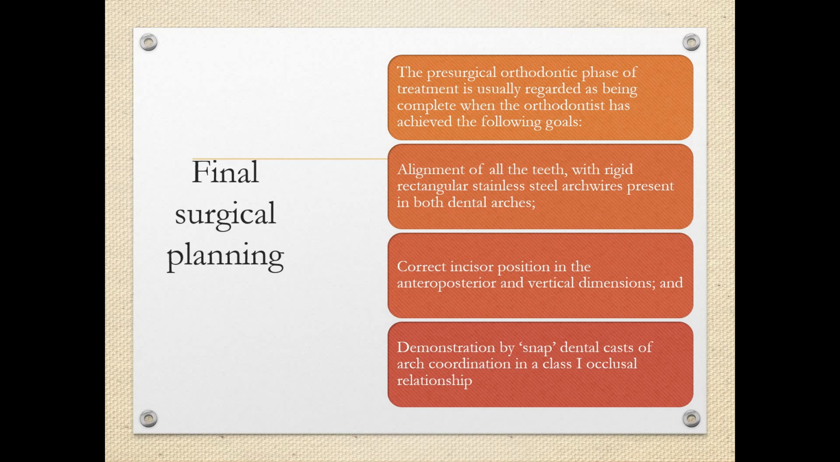Final surgical planning. The presurgical orthodontic phase of treatment is usually regarded as being complete when the orthodontist has achieved the following goals: alignment of all the teeth with rigid rectangular stainless steel arch wires present in both dental arches, maxilla and mandible; correct incisor position in the anterior, posterior, and vertical dimensions; and demonstration by study dental casts of arch coordination in a class 1 occlusal relationship.